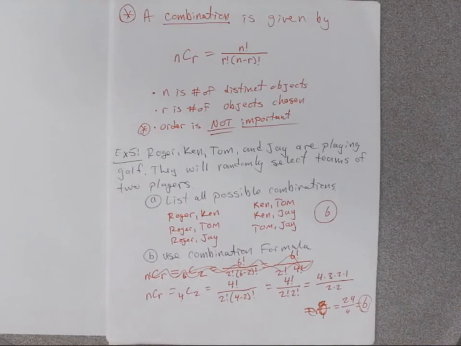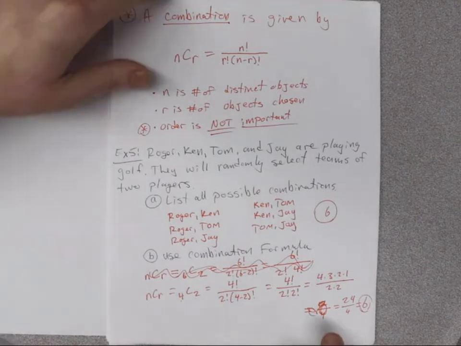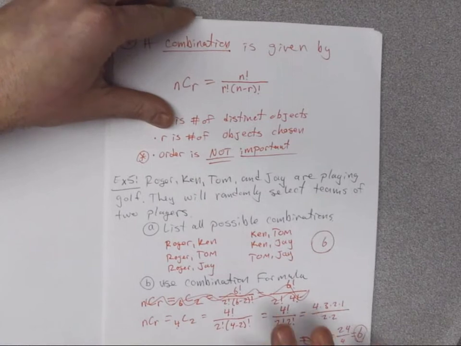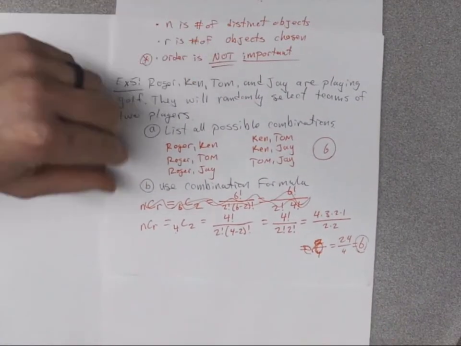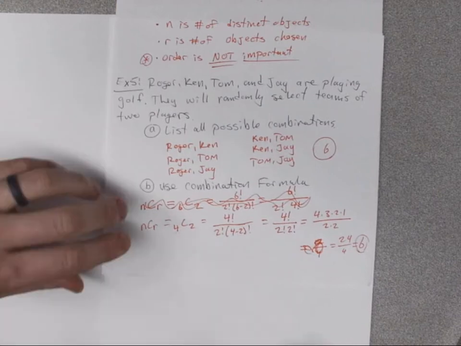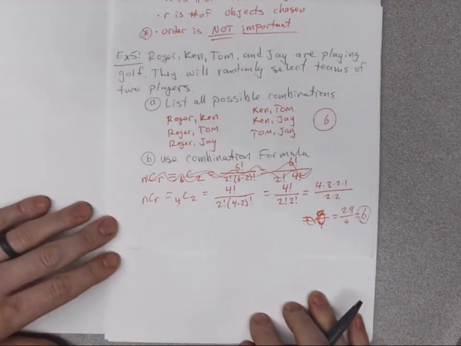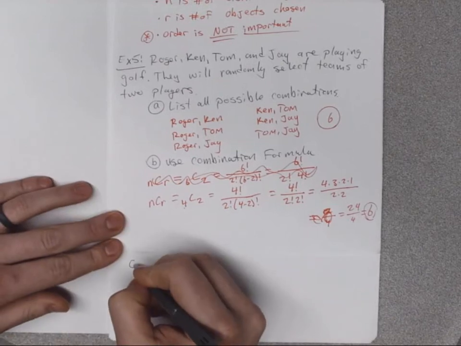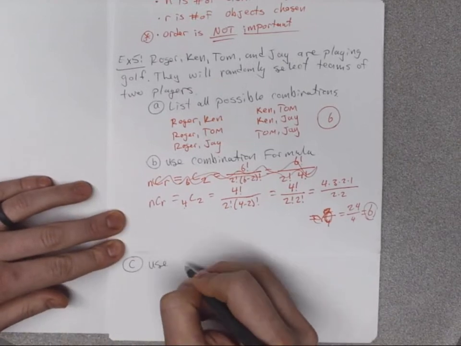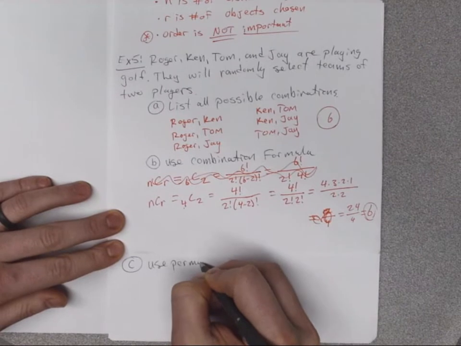So what if we accidentally use the permutation formula here? That's what I want to look at. We can see that these A and B line up, but what happens if we were to do a part C here? Part C, use permutation.